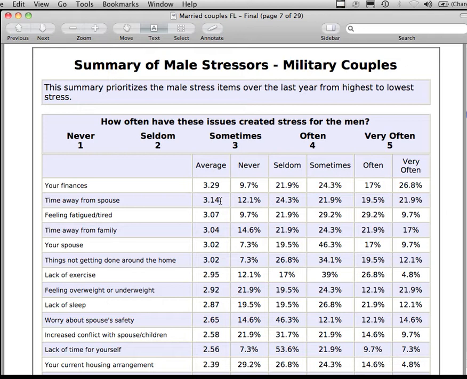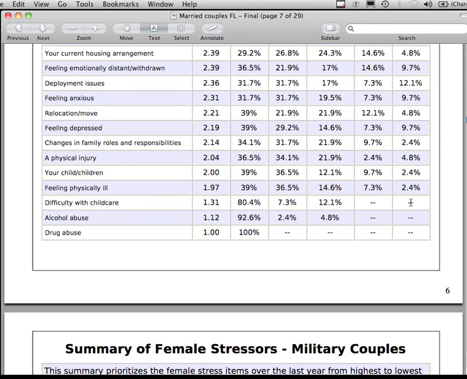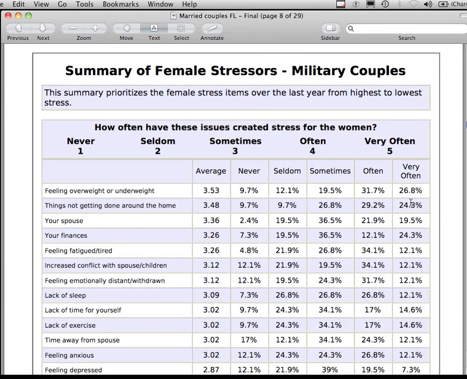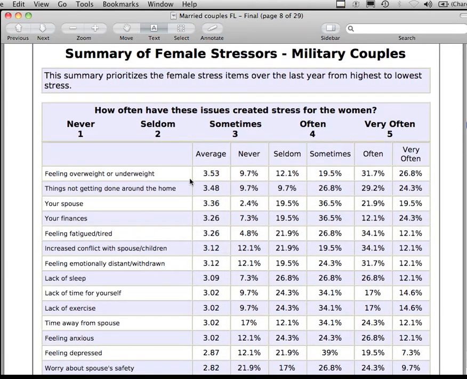3.14 average on time away from your spouse, but look at a full 22%. We're saying that's very often a stressor in their marriage and in their life. Compare that to what the women in the military couples said. Their biggest stressor was feeling overweight or underweight, weight issues, feeling good about their health or their body. 26% said very often that's a stressor. 31% said often. So the women were concerned about this issue.